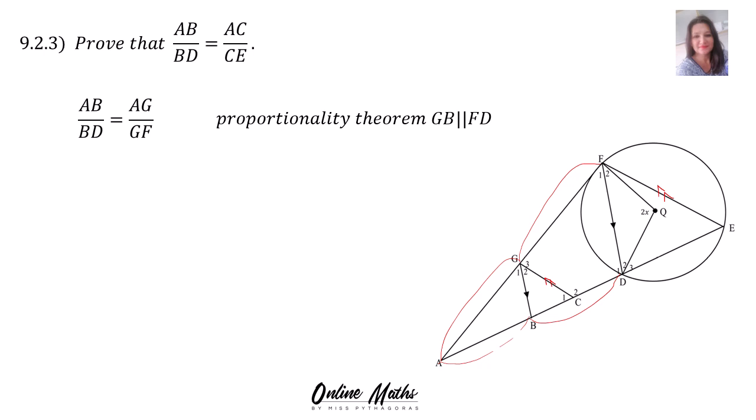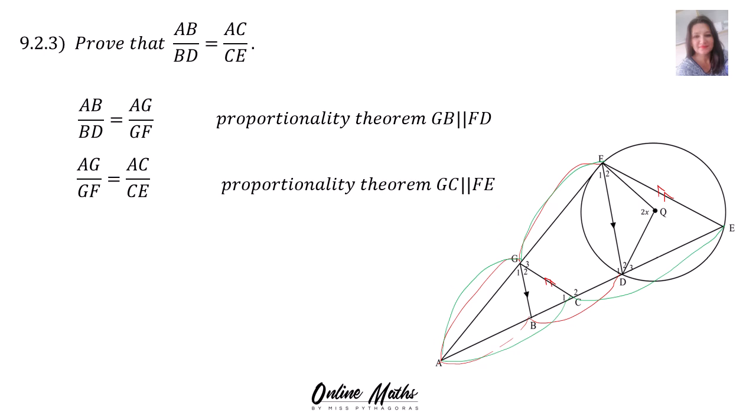Then, remember there are other parallel lines as well. So we can also say that AG over GF is equal to AC over CE. That's also the proportionality theorem, since GC is parallel to FE. Then you will see that AG over GF is common to both. So then, therefore, we can say, and that's what they wanted, AB over BD is equal to AC over CE.